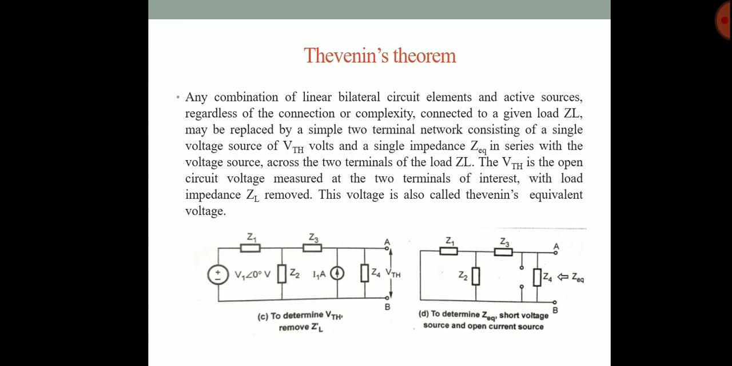Then the load current is obtained: IL is equal to V Thevenin divided by the Thevenin equivalent impedance plus the load impedance. By using this theorem, the current through any branch of the circuit can be obtained by taking the branch's impedance as the load impedance and obtaining the Thevenin equivalent across the two terminals of the branch.